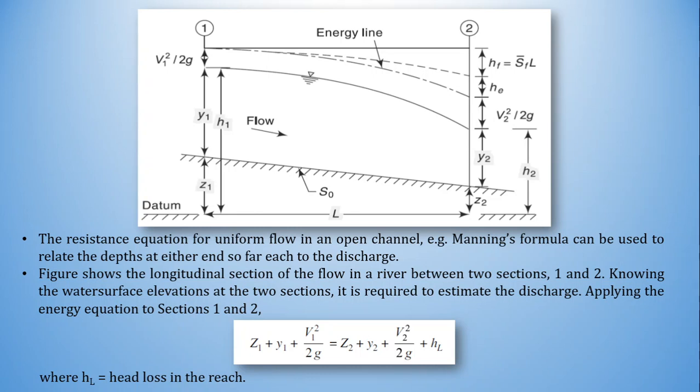The figure shows the longitudinal section of flow in a river between two sections, section 1 and 2. Knowing the water surface elevations at the two sections, it is required to estimate the discharge. Applying the energy equation to sections 1 and 2: Z1 plus Y1 plus V1 square by 2g is equal to Z2 plus Y2 plus V2 square by 2g plus HL, where HL is the head loss in the reach. It is the total head loss, which is split into HE and HF further.